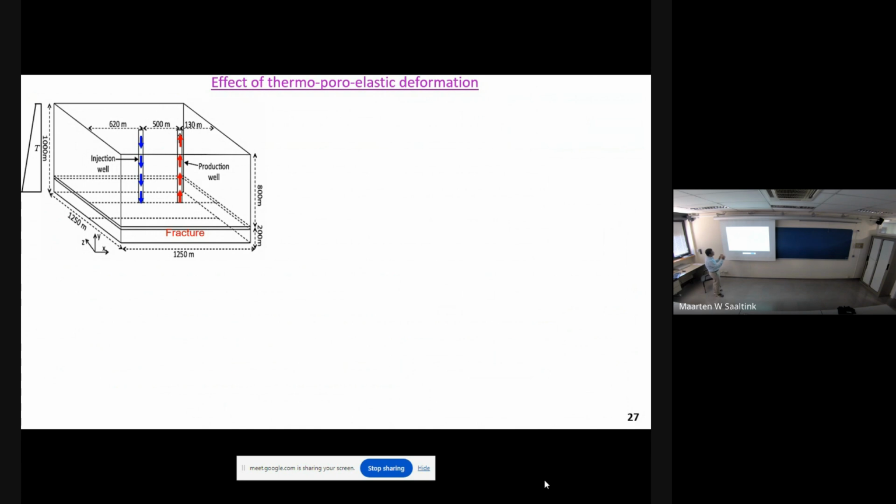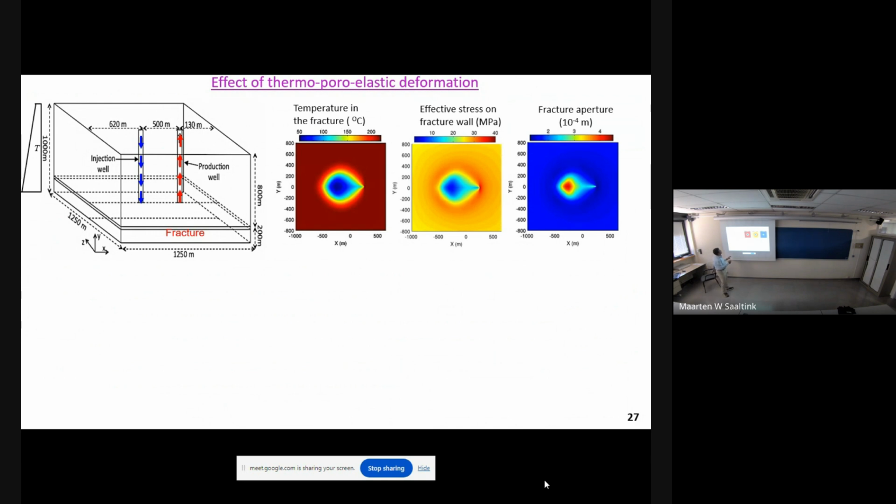In a slightly simplified system, we model and see how things change. Given certain boundary conditions, this is the temperature contours along this fracture. So you can see the cooling. Blue is the cooling, red is the high temperature.